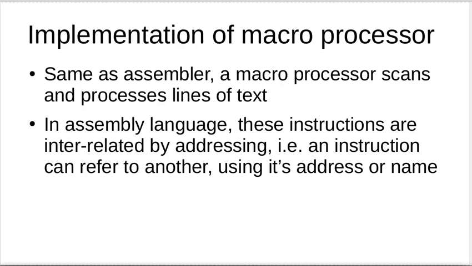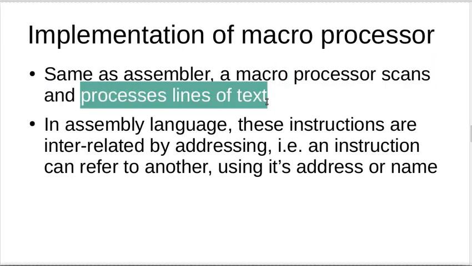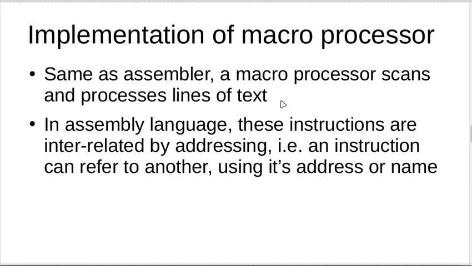So let us begin with the implementation of a macro processor. Same as an assembler, a macro processor first scans and processes lines of text. That is its whole job. If we summarize it in one sentence: just like an assembler, the macro processor scans and processes some lines of text. Obviously, whenever we say lines of text, we actually mean instructions. Each line of text is an instruction from the source code, right?